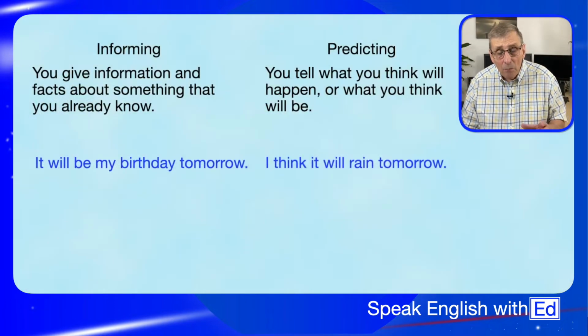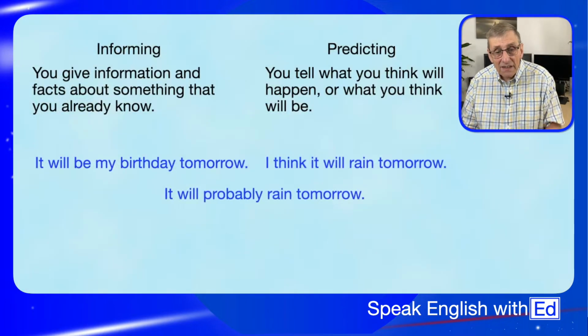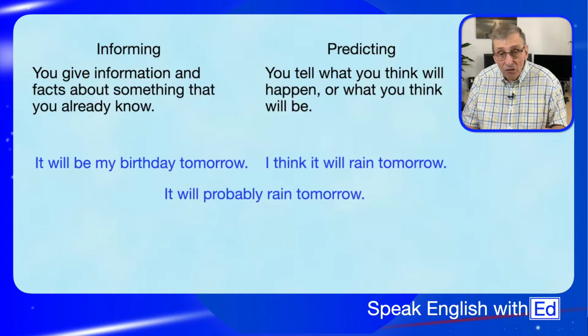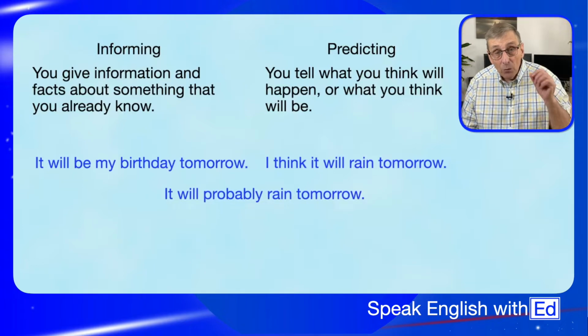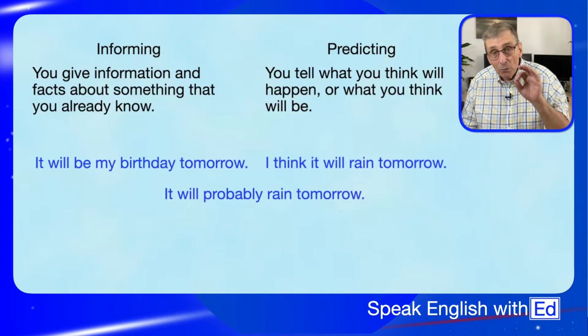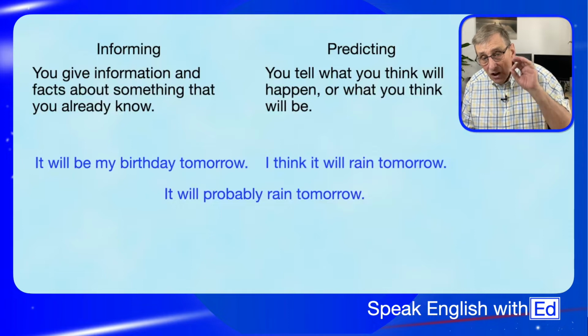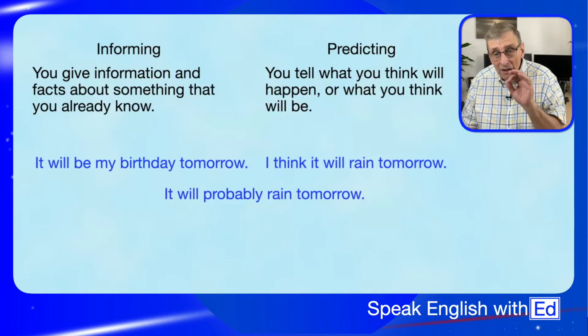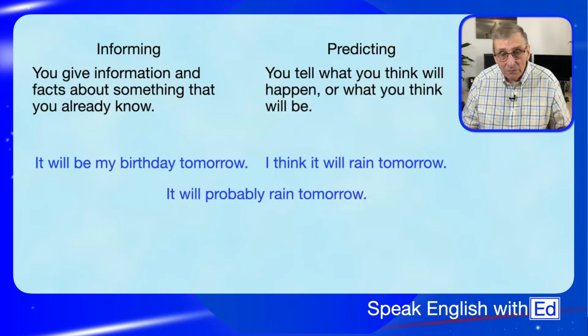So what do we think this sentence is then? Is this going to be informing or predicting? It will probably rain tomorrow. I'm not saying it will rain tomorrow. I'm saying it will probably. So am I passing information, or am I predicting?